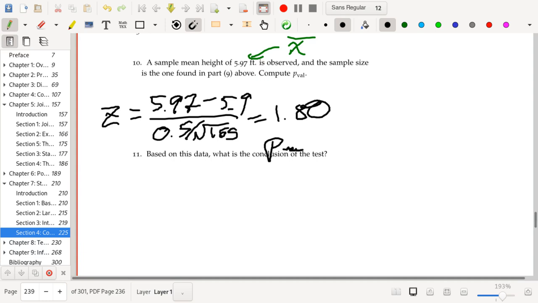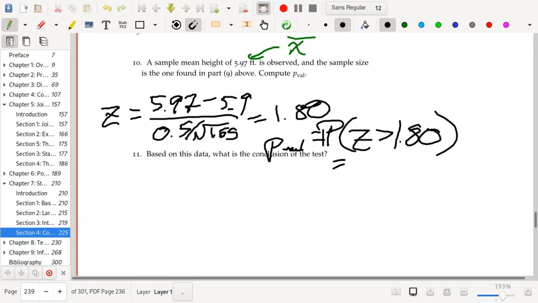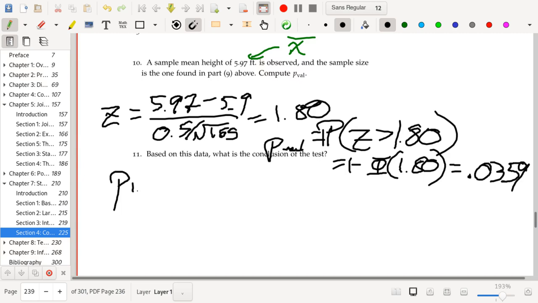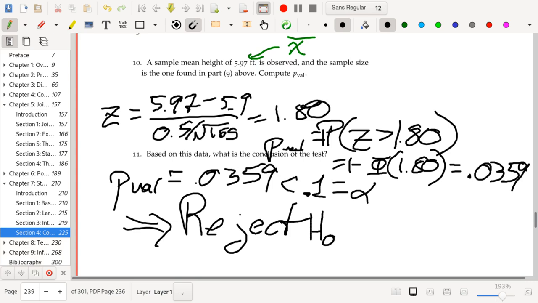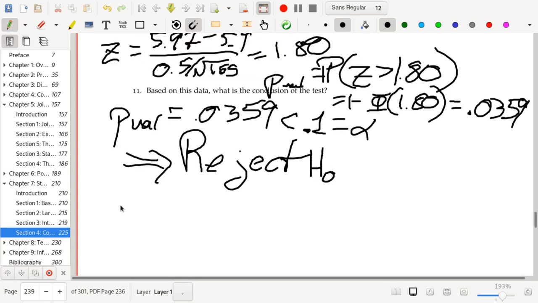So then the p-value is going to be the probability that a standard normal random variable is greater than 1.80, the number that we actually observed. This is going to be 1 minus phi at 1.80, which is equal to 0.0359. Based off this data, what was the conclusion of the test? Since the p-value is equal to 0.0359, which is less than 0.1, which is our significance level alpha, that means that we should reject the null hypothesis and conclude that men are taller than 5.9 feet.